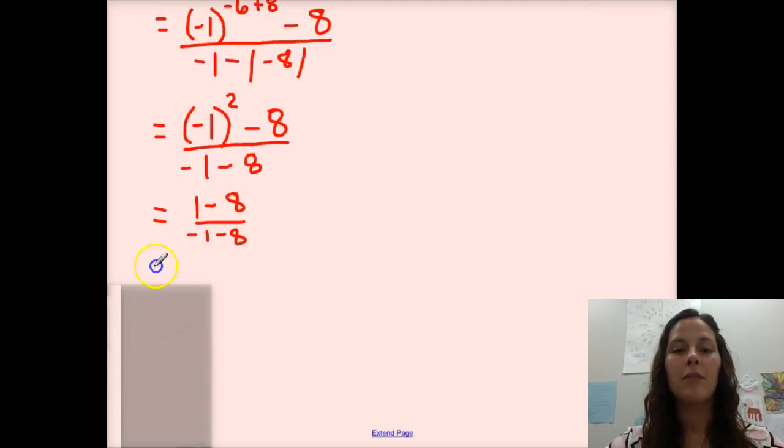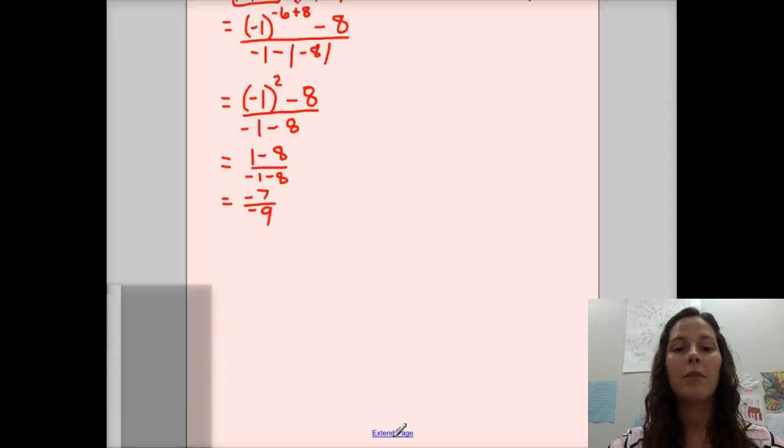Final steps of simplifying my numerator and denominator. 1 minus 8 is negative 7. Negative 1 minus 8 is negative 9. So I can do my final simplification. 7 and 9 do not have a common factor, but I can cancel both of the negative signs. So this becomes a positive 7/9.